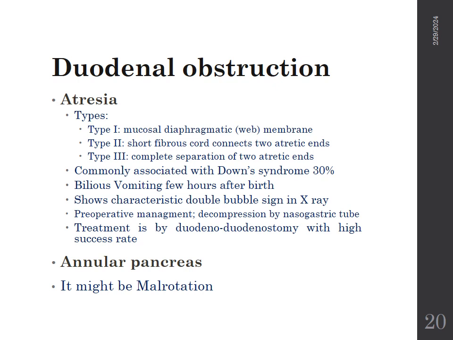A small hint: sometimes cases thought to be duodenal obstruction are diagnosed only as duodenal obstruction. Actually, it's a case of malrotation, and this is very important because, as we'll say later on, malrotation is a serious problem. So we need to take care of that.